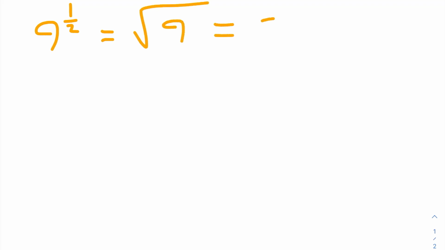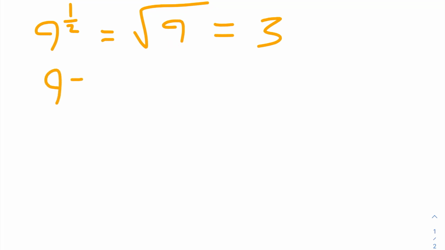So what if I asked you to find 9 to the power of 1/2? Well, this is equal to the square root of 9, which is equal to 3. And we're going to look a bit into why taking a number to the power of 1/2 is equal to taking the square root of that number.